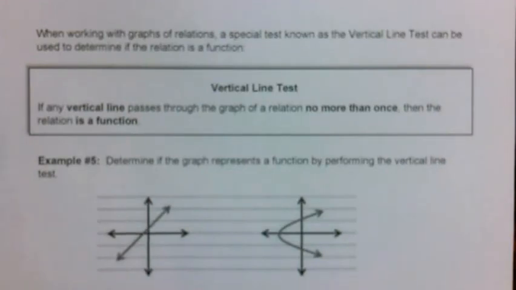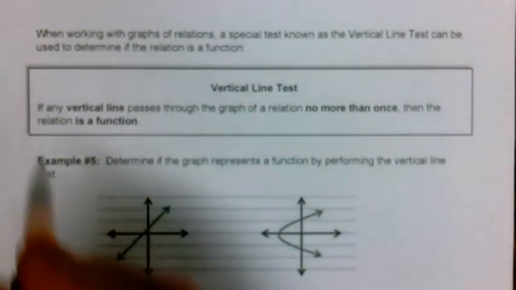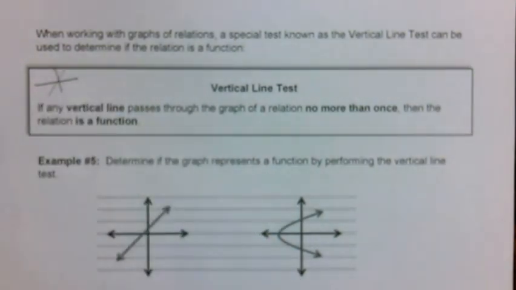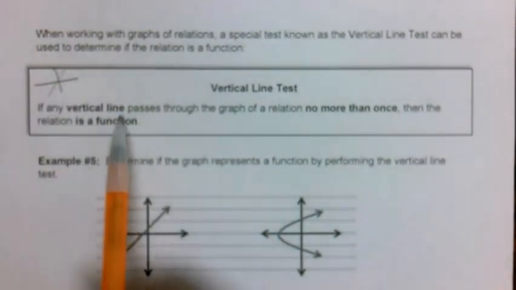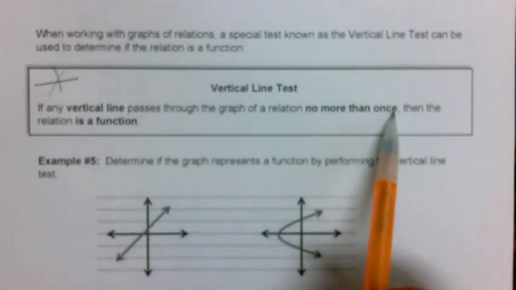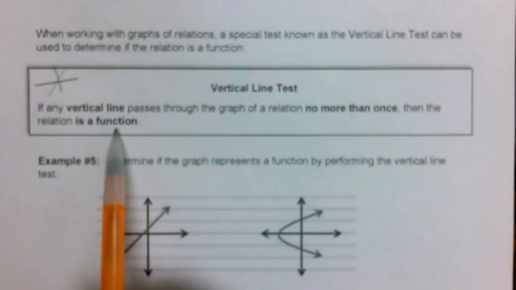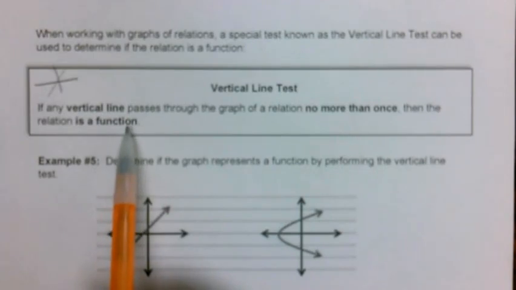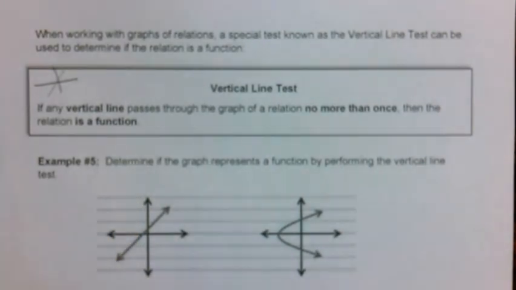When working with graphs of relations, a special test known as the vertical line test can be used to determine if the relation is a function. For the vertical line test, if any vertical line passes through the graph of a relation no more than once, then the relation is a function. Any vertical line that you draw through a relation can only hit the graph once, and if that's true, then you have a function.